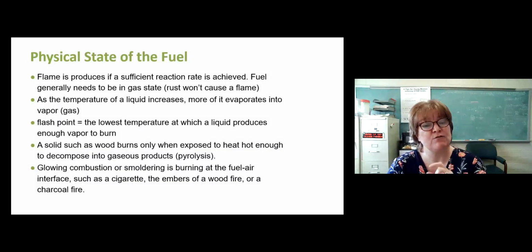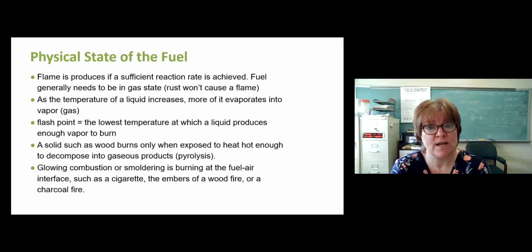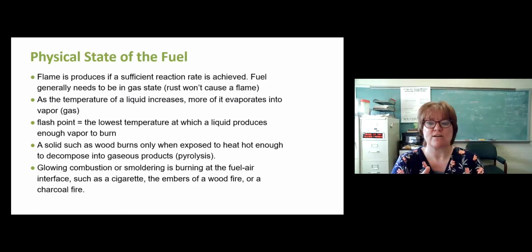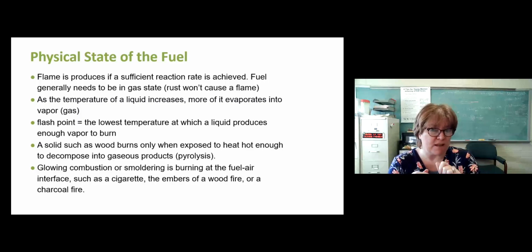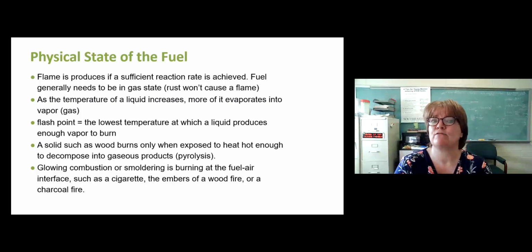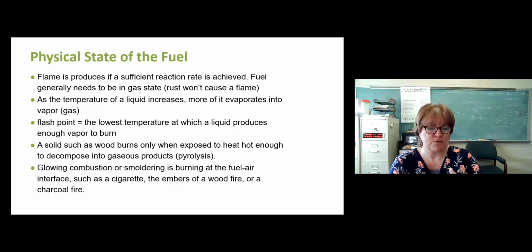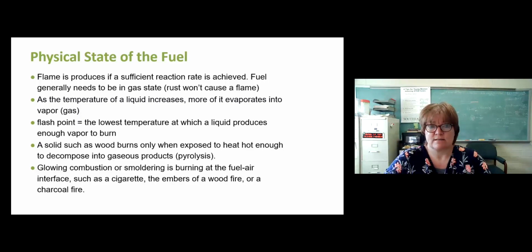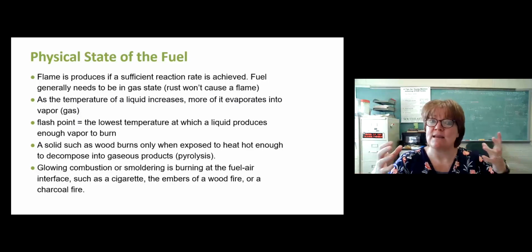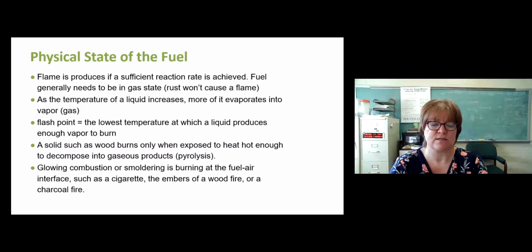The physical state of the fuel will affect how likely it is to react. So flame is going to be produced if I have a sufficient reaction rate. And for a flame to be produced, I generally have to have my fuel in a gas state. As the temperature of that liquid increases, it's going to start to evaporate more, right? Cold water only evaporates a little bit. Hot water evaporates much more quickly. Same thing with fuels. A liquid fuel like gasoline, as we warm it up, more and more of it's going to evaporate and be in a gas state and be capable of producing these flames.